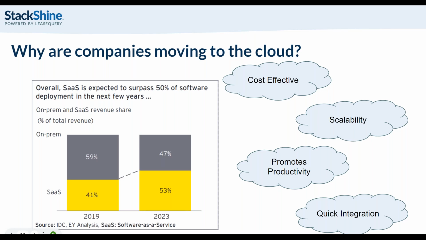Like I mentioned, companies are moving into the cloud. Everything appears to be going that direction. According to a study done by EY, who we're all familiar with, I actually used to work there, SaaS is expected to surpass 50% of software deployment in the next few years. As you can see, in 2019, prior to the pandemic and the rise of the remote workforce, on-prem actually accounted for 59% of the total revenue share, as opposed to 41% for SaaS. By the end of 2023, that is projected to switch, with 53% in SaaS, as opposed to 47%.